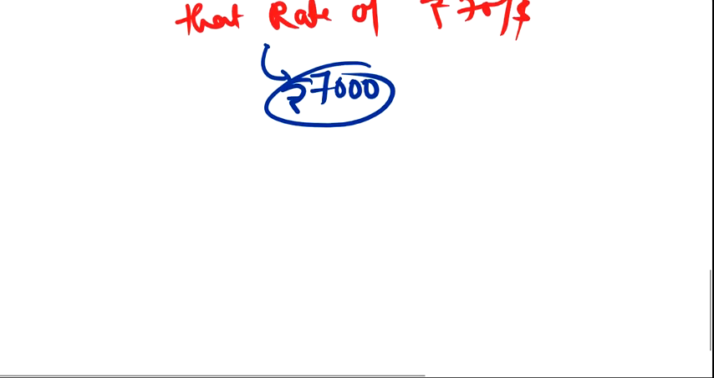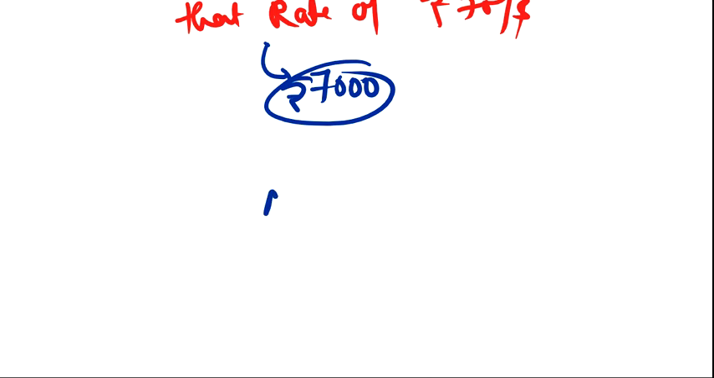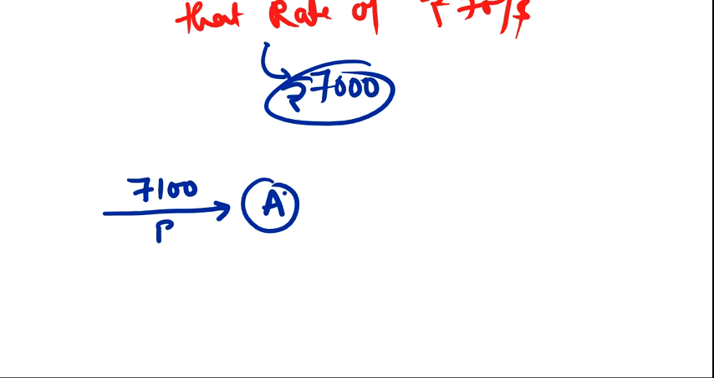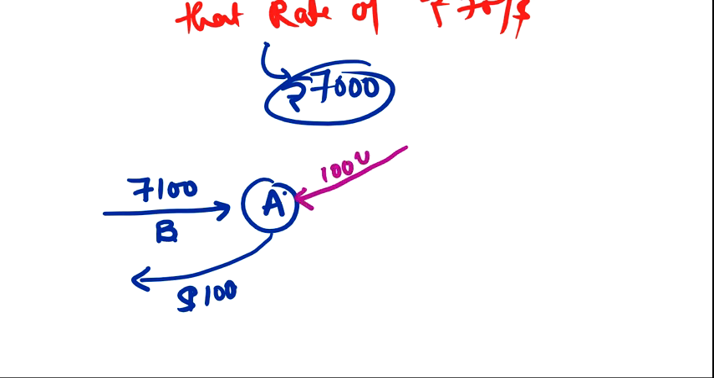Now see what happened in the hands of Mr. A. Mr. A received 7,100 from Mr. B, clear? And he gave him $100. Now, Mr. A received $100 from Mr. C and he paid Mr. C how much? 7,000 INR.